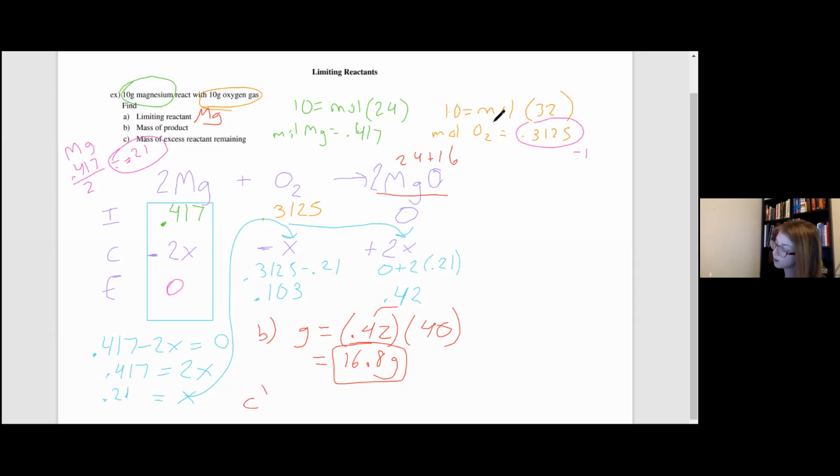For part C, I want mass of the excess reactant remaining. Well, the reactant I didn't run out of is O2. So grams equals the 0.103, that's what I have left over, times O2's molecular weight. 16 times 2 is 32. And we get 3.3 grams of O2. That's it. Go try one more.